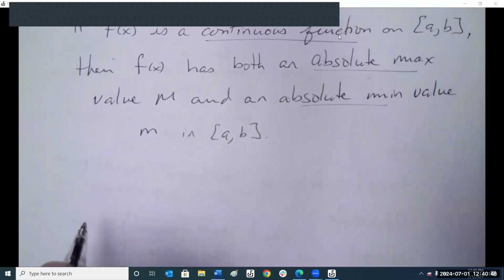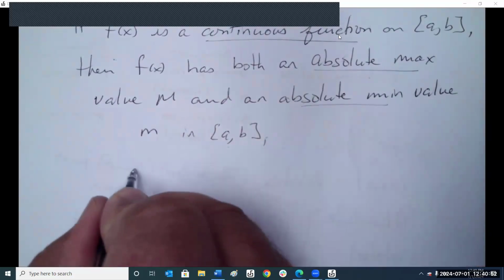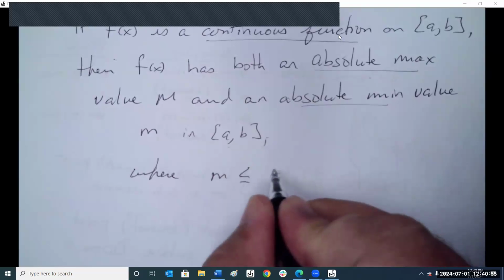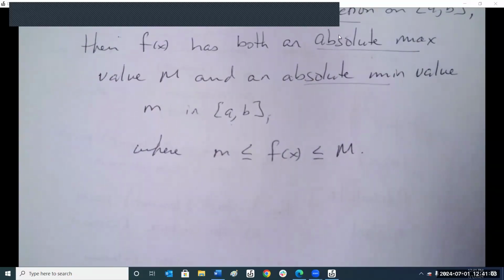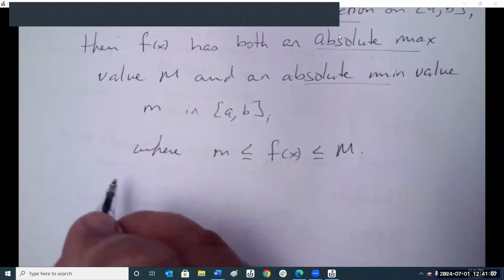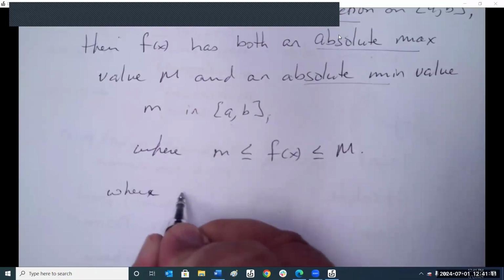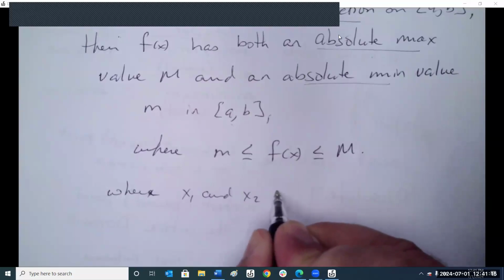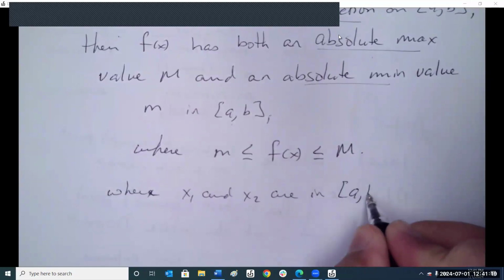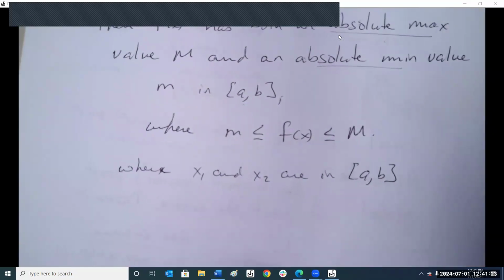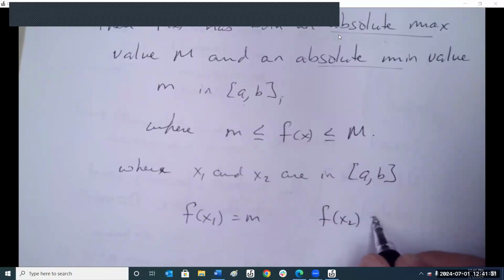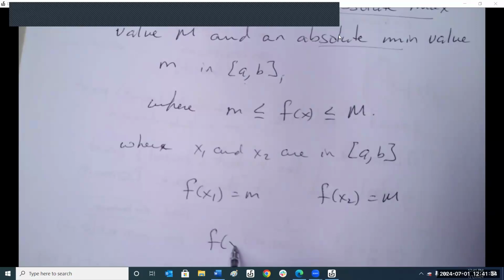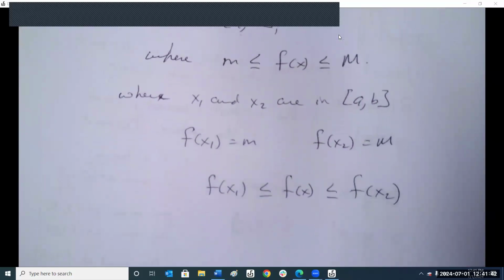And then what about that? Where your function has to be between there, where x1 and x2 are in the interval, so let f of x1 be the minimum and f of x2 be the maximum. Then we'll have that.